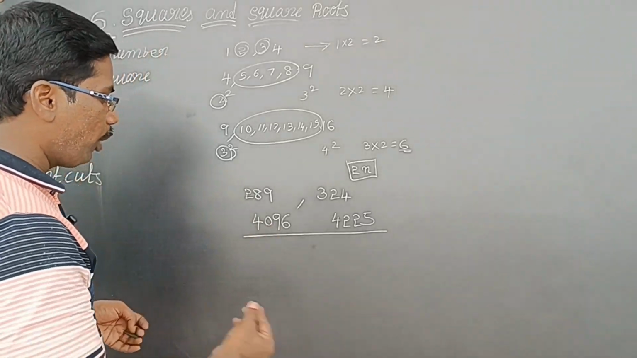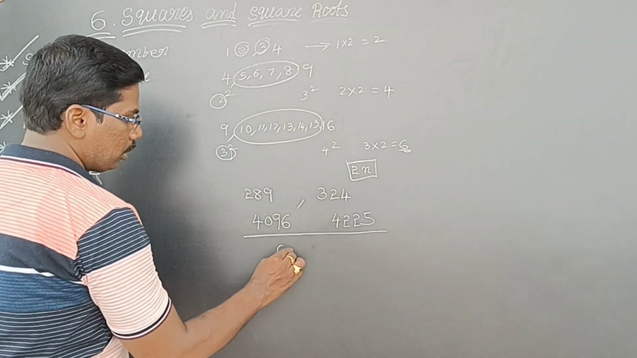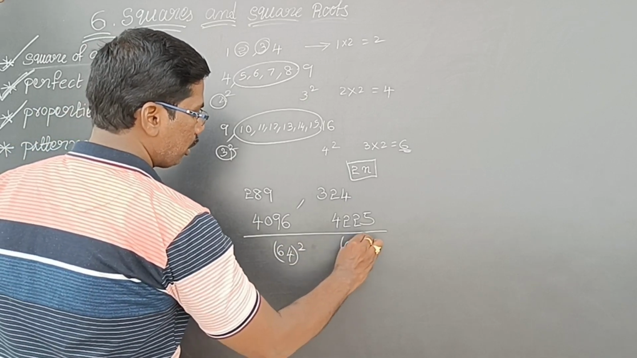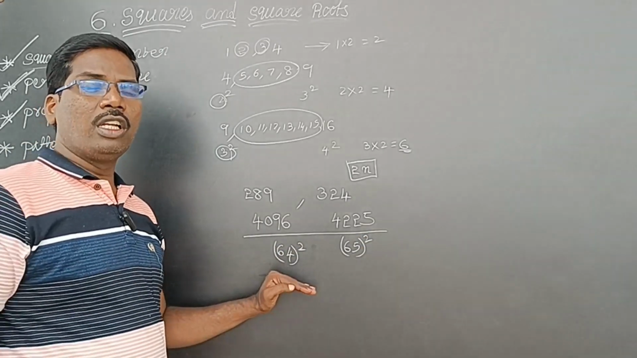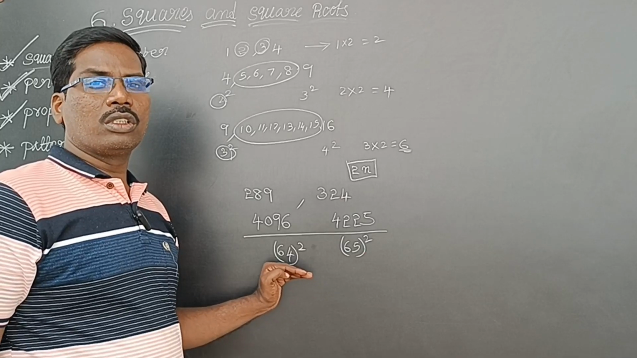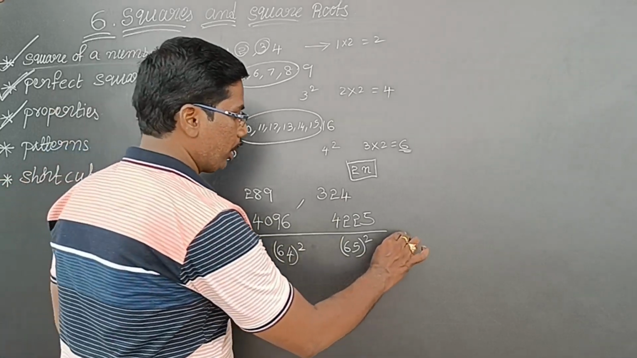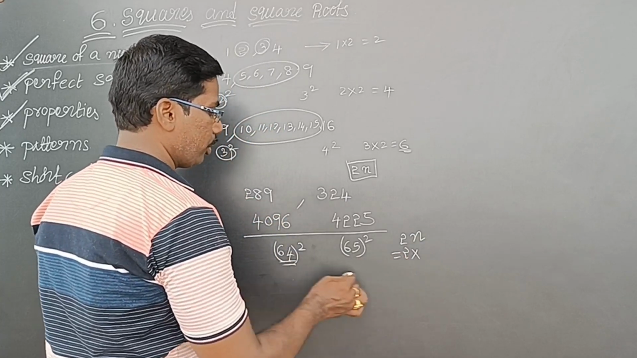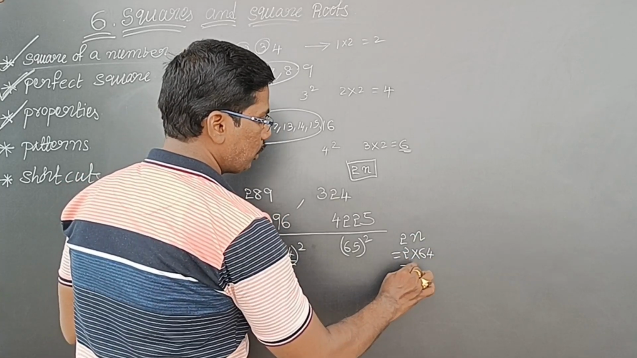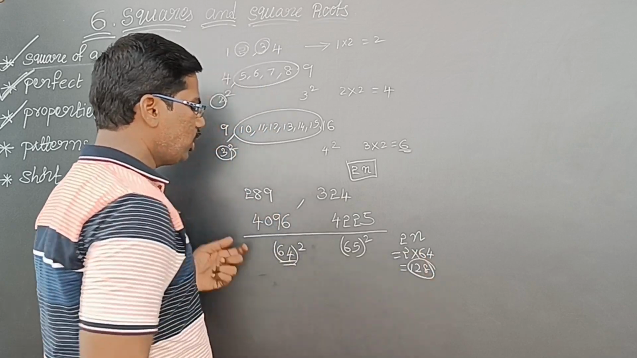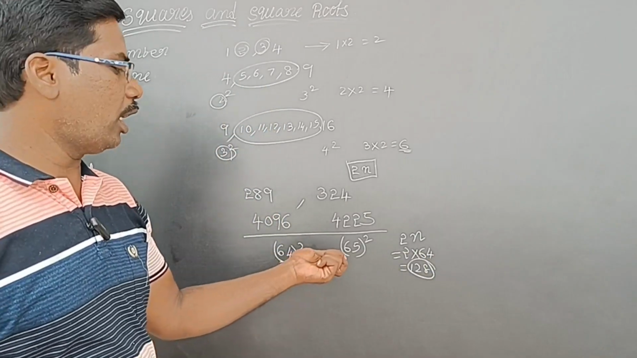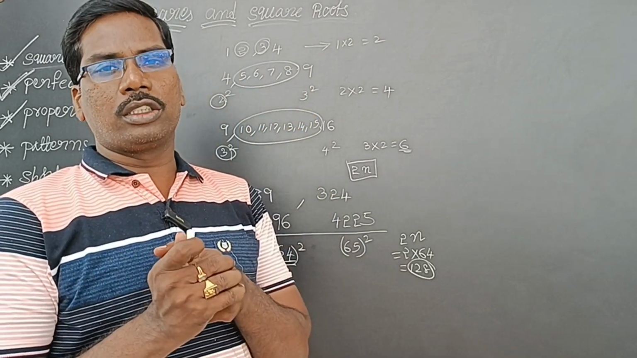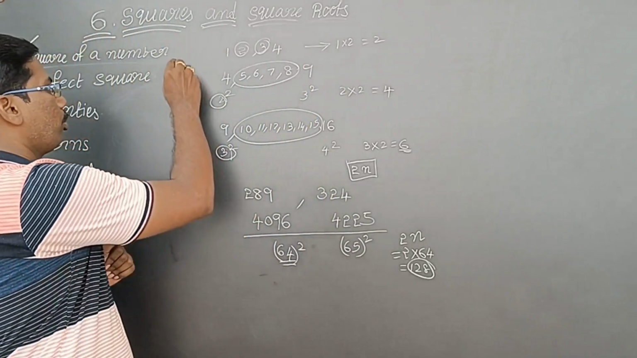But if you know this property, this is 64 square, this is 65 square. The natural numbers between consecutive square numbers is 2n, you know very well, isn't it? So 2 into n, where n value is 64. That is 128. So if you know this property, you can write the answer 128 directly without counting. This is the most important property.